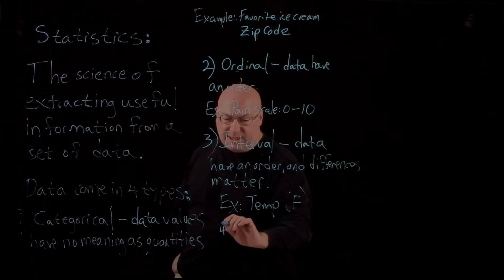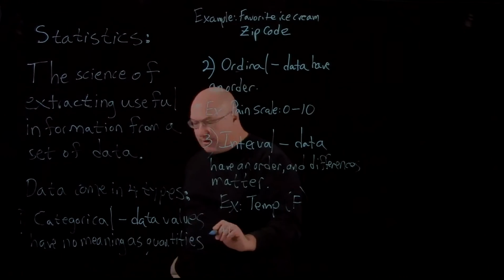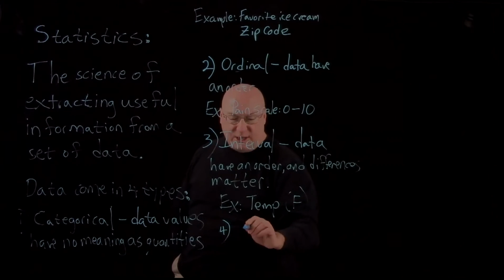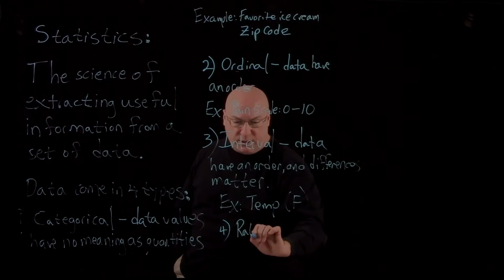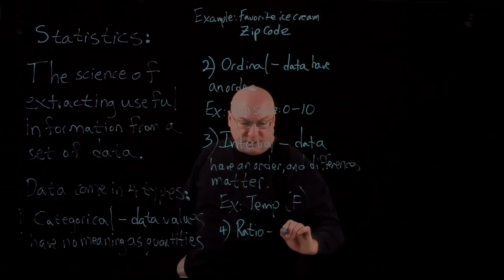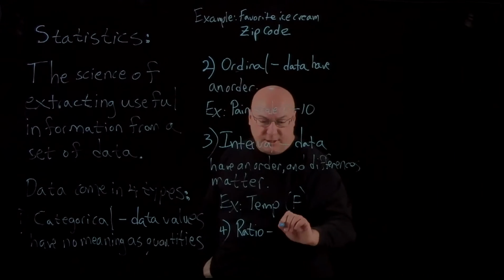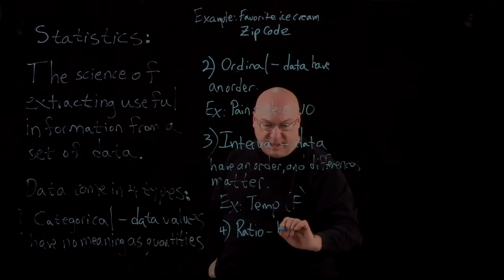And lastly, we have what's called ratio data. And here, the data have an order.